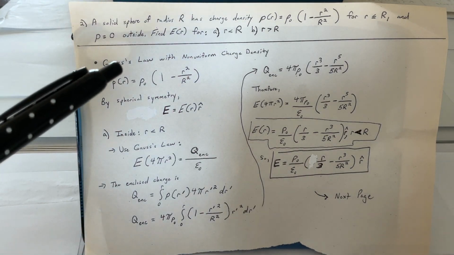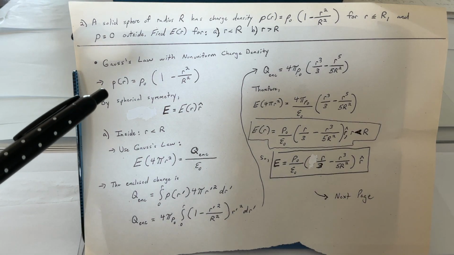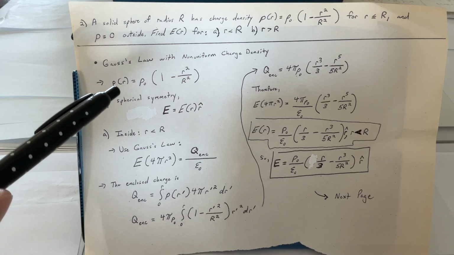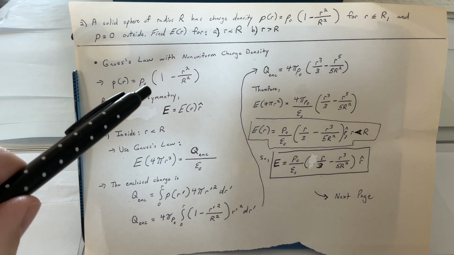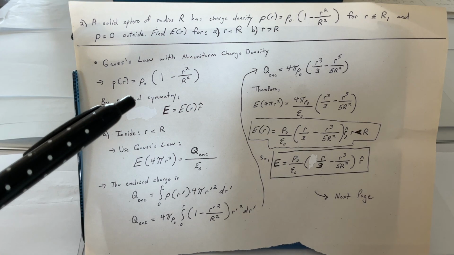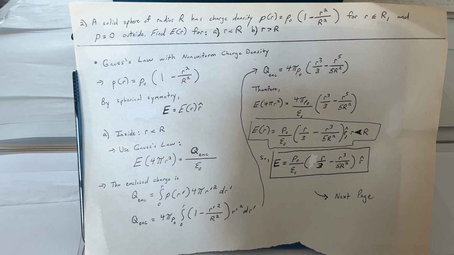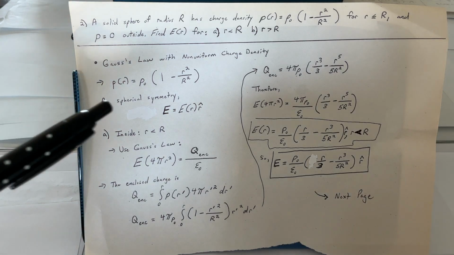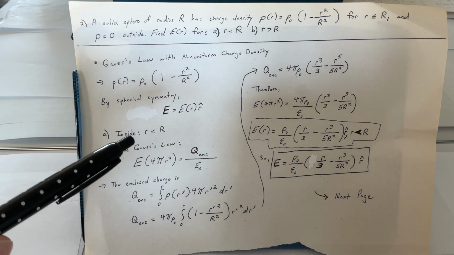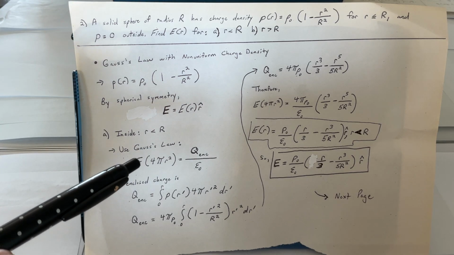So here's what we could do. We employ Gauss's law. So that's that notation here: rho of r equals rho naught times 1 minus r squared over capital R squared. By spherical symmetry, the electric field is equal to E of r times r hat. And I apologize if I misspeak, or if I say the symbols too fast. So for letter A, inside, lowercase r is less than capital R, so we're going to use Gauss's law. So we're going to substitute that.